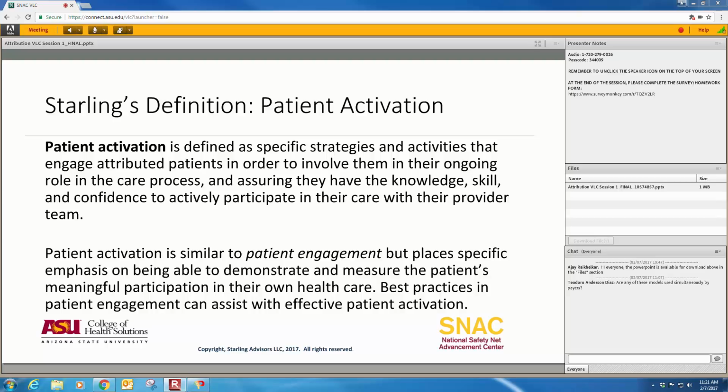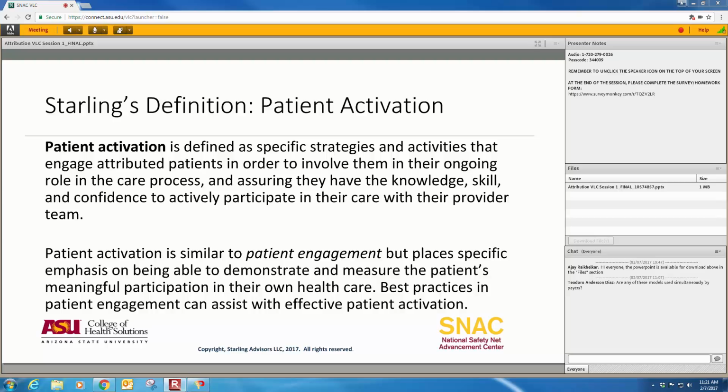And so as much as anything, this is about having a strategy for dealing with that list of patients that gets dumped on us from time to time by those who pay us, who we don't have a really good established working history with. Patient activation is similar but not the same as patient engagement, but it places a specific emphasis on being able to demonstrate and measure the patient's meaningful participation in their own health care. Best practices in patient engagement can, however, assist with effective patient activation.